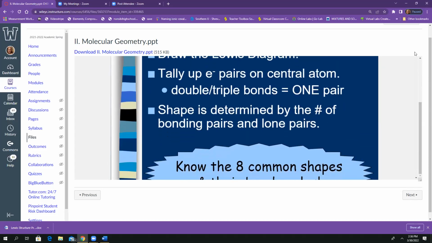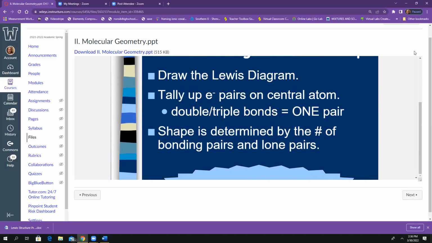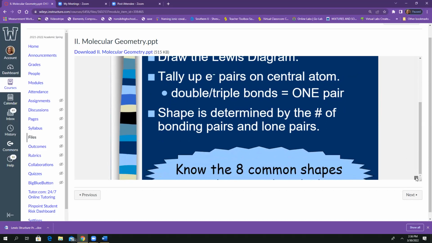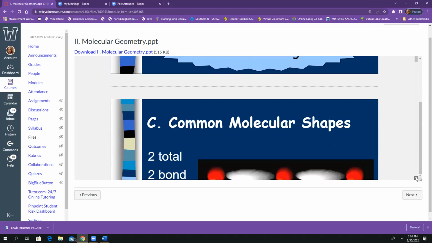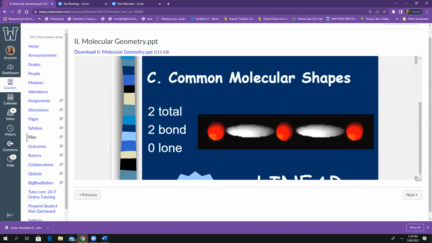All right, and that's how we determine the shape. It is dependent on the number of valence electrons, the lone pairs, and the ones that are bonding in the central atom. This is only about the central atom. All right. So there are 8 common shapes, and here's the first one.